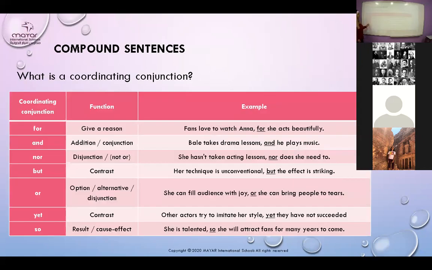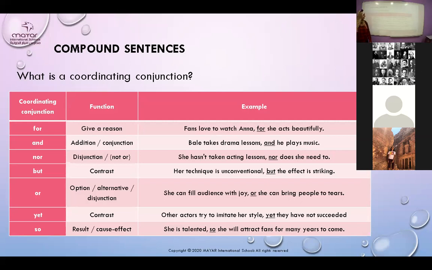Okay. Now here, this is a table to show you the meaning of these FANBOYS. We'll go through these in a hurry. For gives a reason. Look at the example. Fans love to watch Anna, for she acts beautifully. For here means because. It gives the reason. And gives addition. Nor, disjunction, or not or, the opposite of or. Nor is used, for example, she hasn't taken acting lessons, nor does she need to. That means she doesn't need this or that, none of them. But means contrast, or you give an option. Yet also gives contrast. We said yet and but are twins.